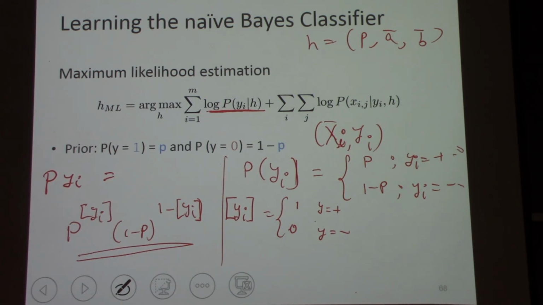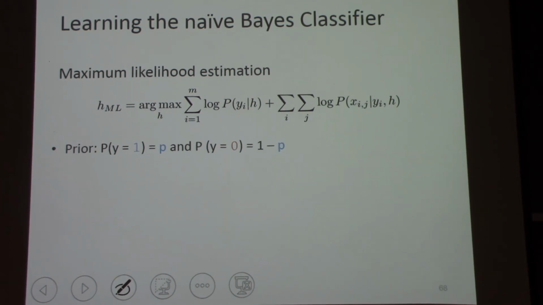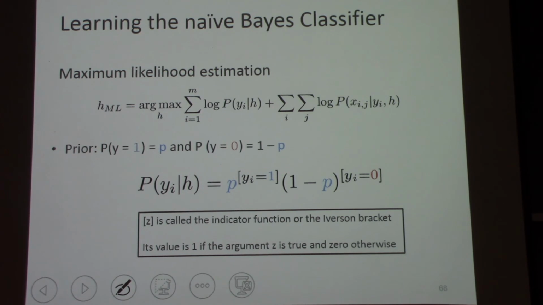It's just a notational trick that lets you do calculus very, very easily. It's a lot of writing, but it actually makes the math a little easier. So I'm going to erase this and bring up the typed version. So what we have is p of yi given h is simply p power the indicator times 1 minus p power the other indicator. The indicator for y equals 0 is exactly the same as 1 minus the indicator for y equals 1. This is also called the Iverson bracket, and it's just some notation that makes solving the argmax very, very easy.